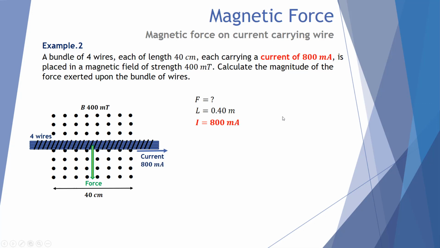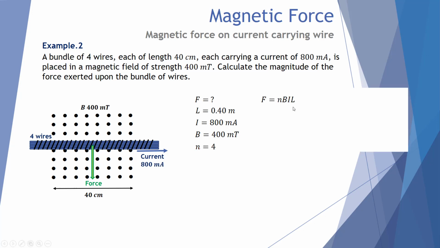I, the current, is 800 milliamps. B, the magnetic field strength, is 400 millitesla. And N, the number of wires in this case, is 4. So we use F equals NBIL, and we substitute our values.